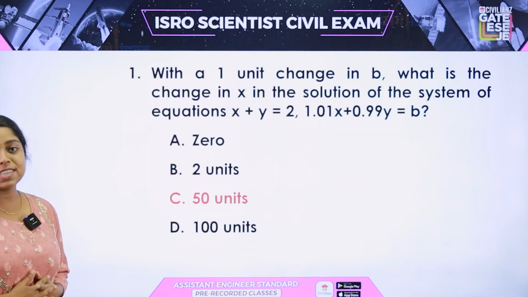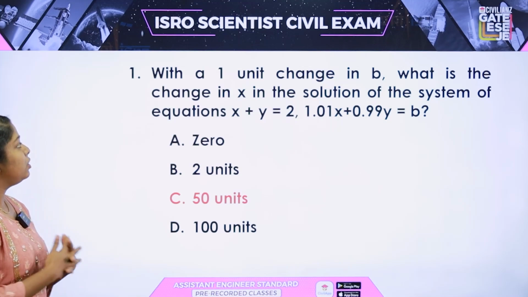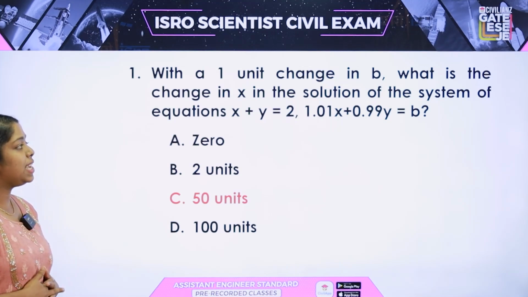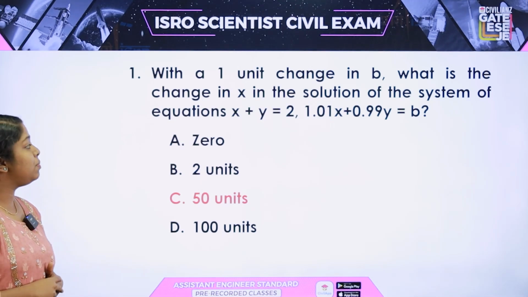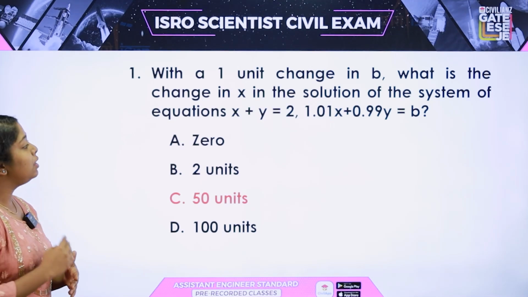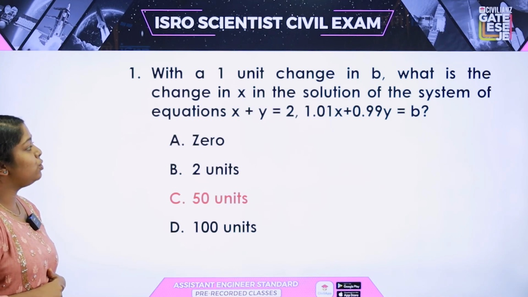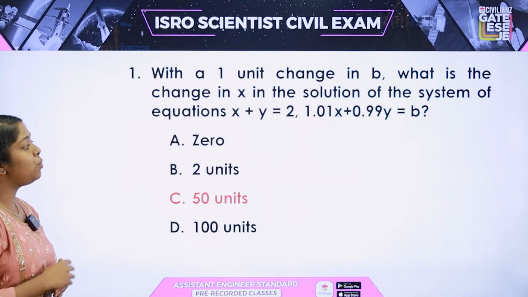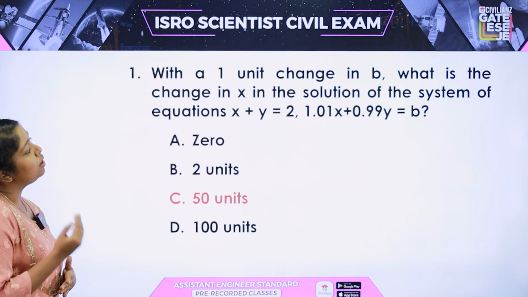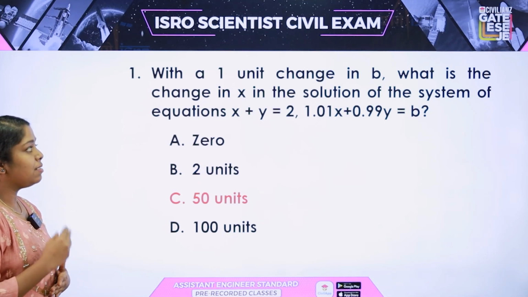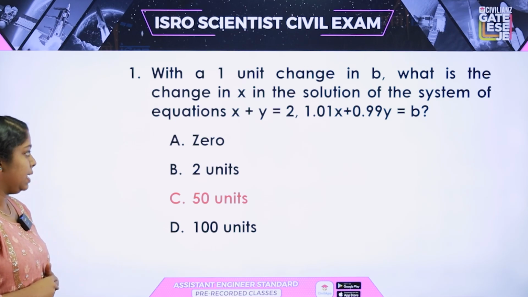The first question is from engineering mathematics. The question is, with a 1 unit change in B, what is the change in X in the solution of the system of equations? So basically we have been given a system of equations. The first equation is x plus y equal to 2 and the second equation is 1.01x plus 0.99y equal to B. So we need to find out what is the change in X with a 1 unit change in B.